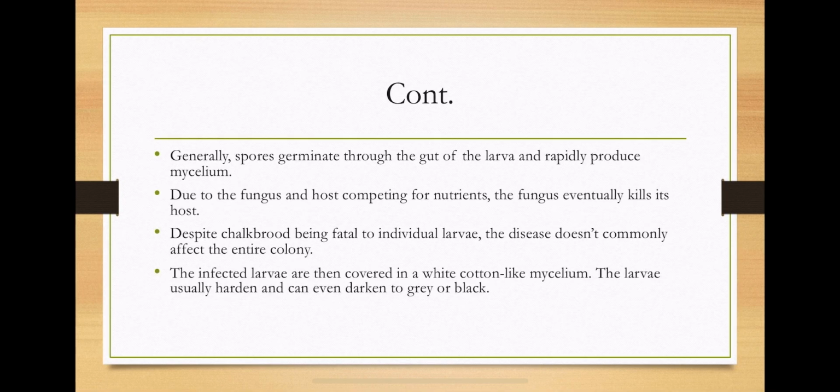Generally, spores germinate through the gut of the larva and rapidly produce mycelium. Due to the fungus and host competing for nutrients, the fungus eventually kills its host. Despite chalkbrood being fatal to individual larvae, the disease doesn't commonly affect the entire colony. The infected larvae are then covered in a white cotton-like mycelium. The larvae usually harden and can even darken to gray or black.